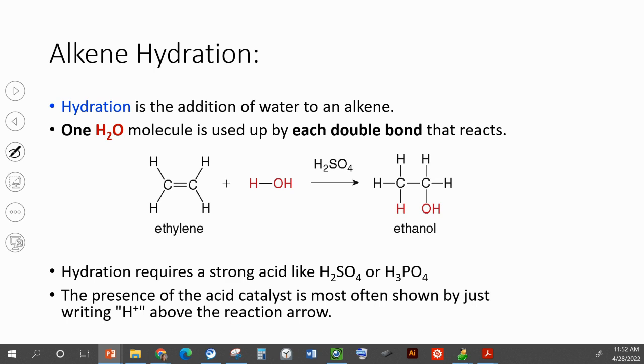So this reaction is shown with sulfuric acid, but if you just see an H+, that means it's an acid catalyzed reaction. So the acid is not providing the water, the acid is just making things faster. And if you take organic chemistry, they will explain what exactly is going on with the acid.